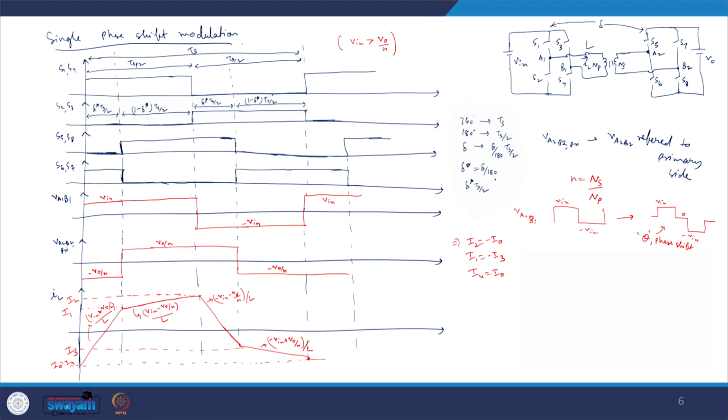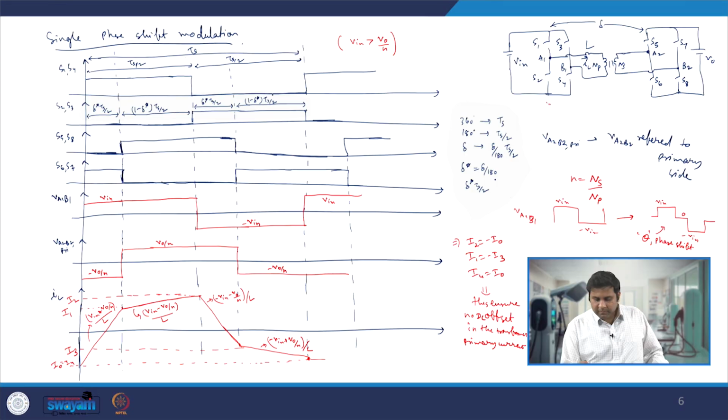In order to ensure no offset in the transformer primary current, or in better words, no DC offset in the transformer primary current, because if there is a DC offset, then the flux in the transformer will keep on going in one direction and it will get saturated.